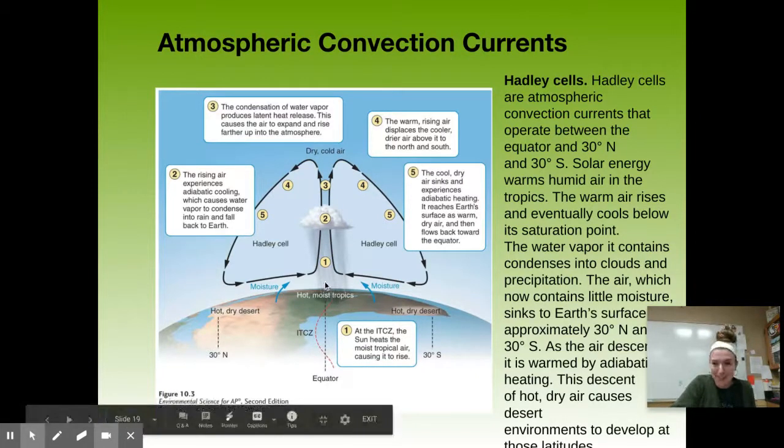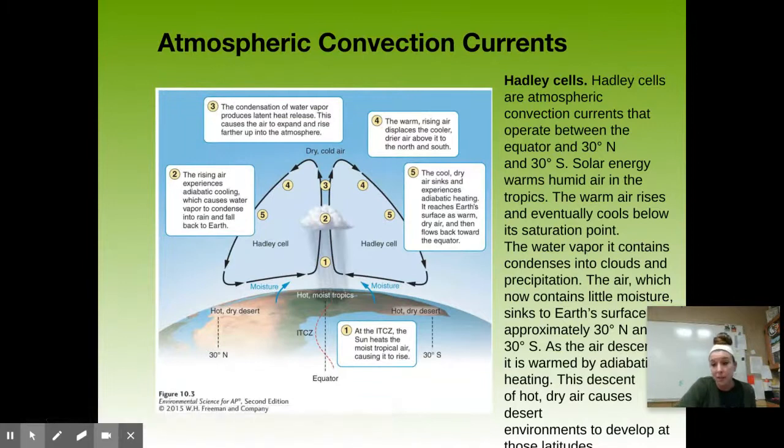So the Hadley cells are going to begin all of this, because you will notice that they are located on the equator. And the equator, I didn't mention this in the last video, is always said to be the hottest section of Earth. It really isn't, because during the summertime, the northern hemisphere is going to be the warmest, and then during our wintertime, the southern hemisphere is actually the warmest.